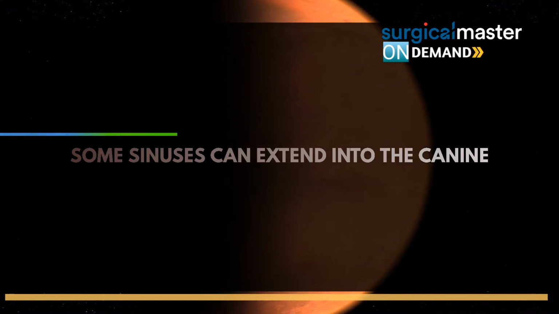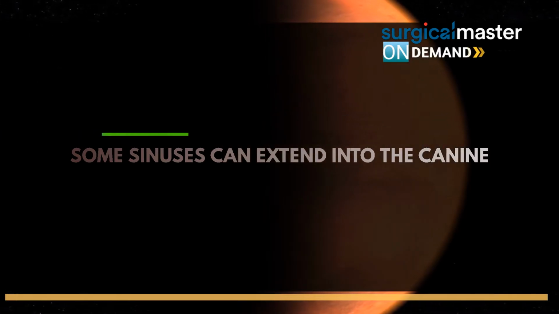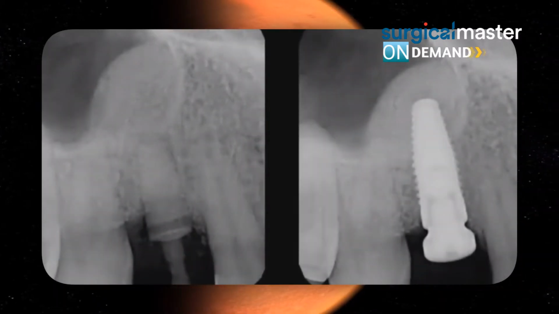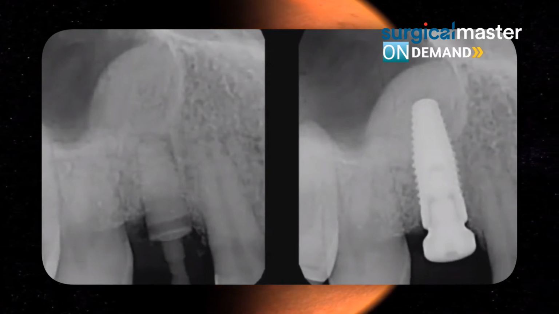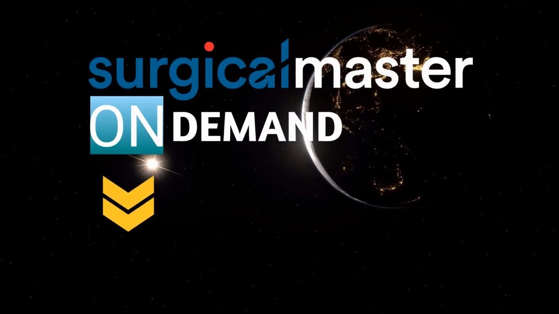Some sinuses can extend into the canine. The principle is the same. There's no different approach. You find the floor, you widen the osteotomy, you start condensing the bone, you can place your implant, and you can see the nice dome. It's not going to look like a dome. It's going to look like a sideways dome, but the principle is the same.